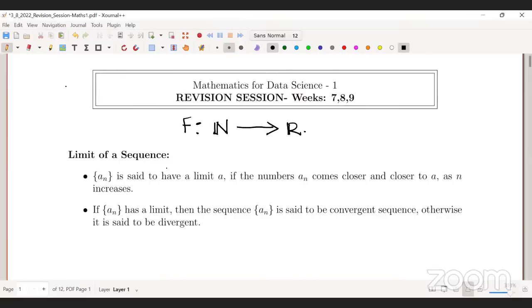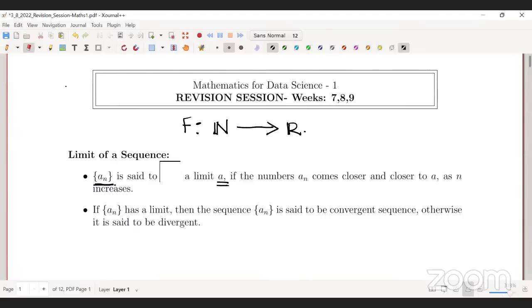Suppose you have a sequence a_n. When can you say that this sequence has a limit A? If you increase the value of n, then the value of a_n comes closer and closer to A. Then you say that the sequence a_n has a limit A.